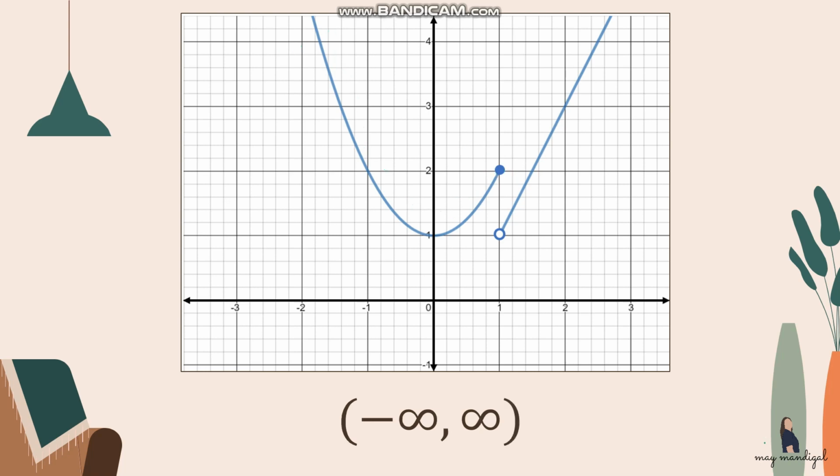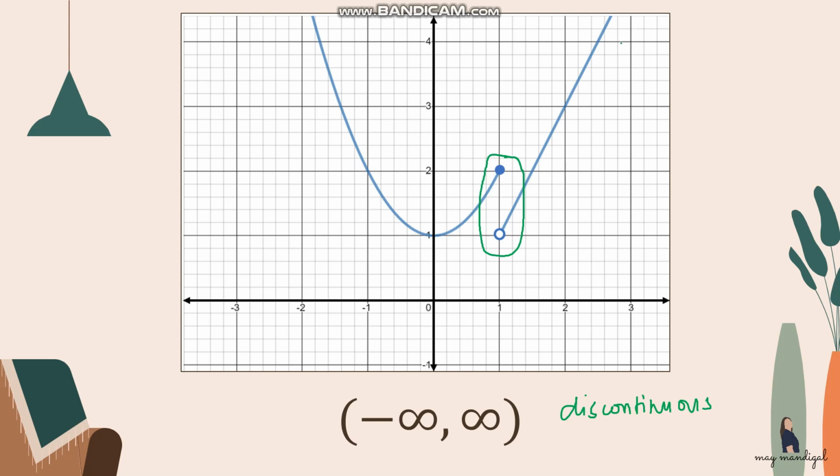And lastly, it's now negative infinity to positive infinity. What we know is, if it's unbounded like that, that means we have to consider all of the values of x. Since here we have a gap in our graph, that means our function is discontinuous.